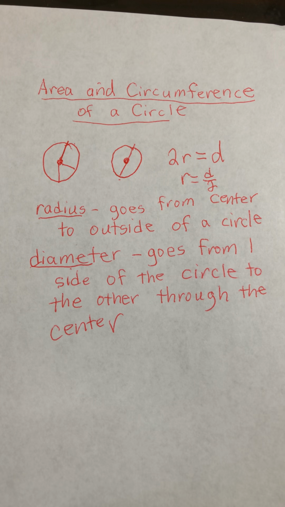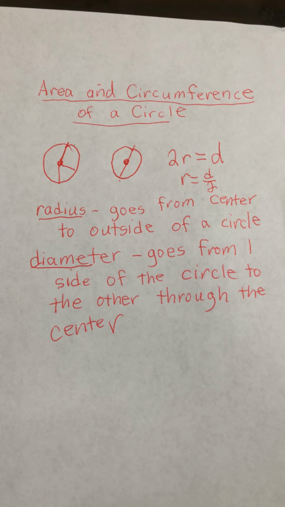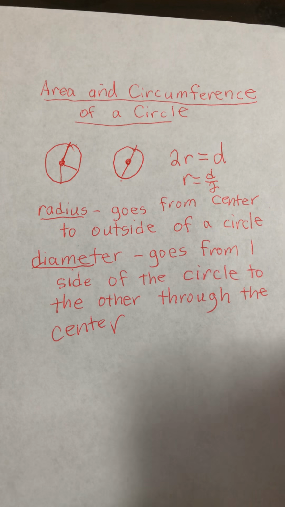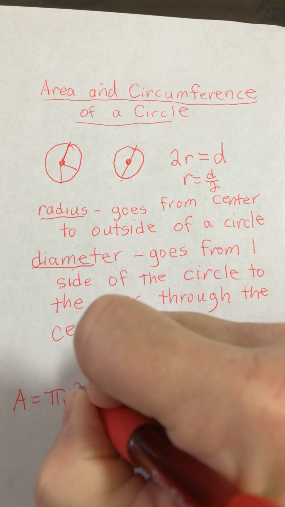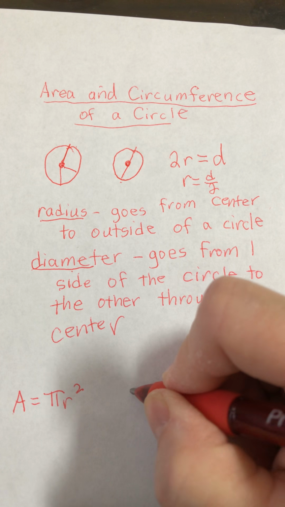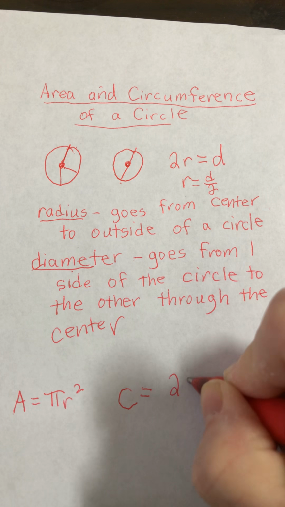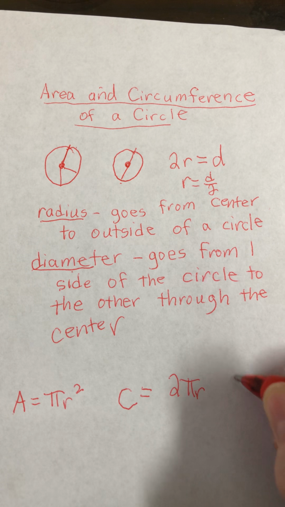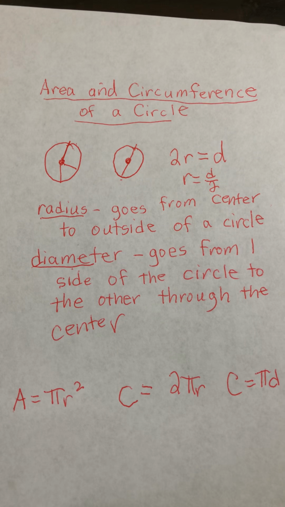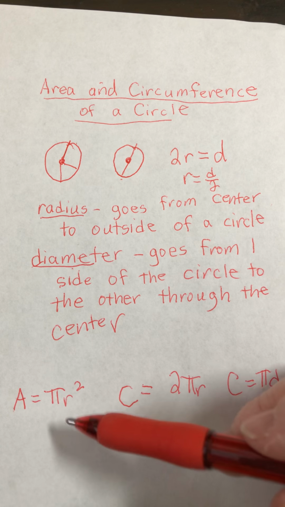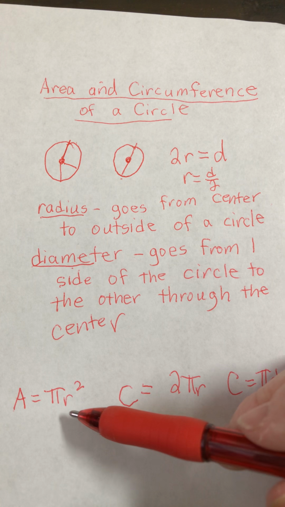Okay? Now, I've written down the definitions of a radius and a diameter, and I want to remind you of the formulas. Area equals pi r squared. Circumference, there are two formulas. Circumference equals 2 pi r, or circumference equals pi d. Now, if you are doing an area problem and you have a diameter, you're going to need to figure out the radius by dividing that diameter in 2.